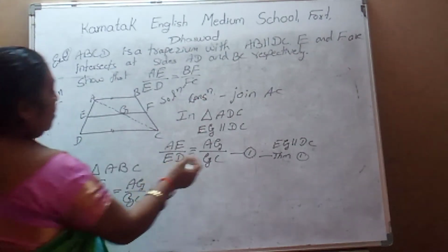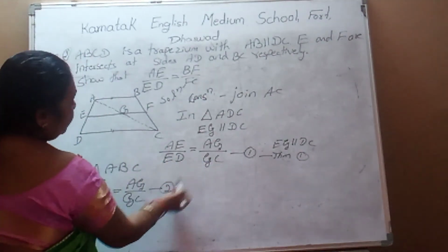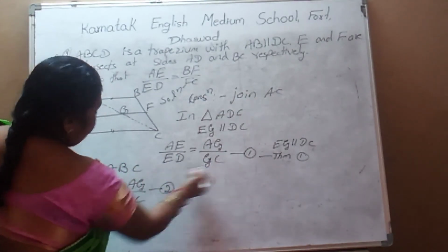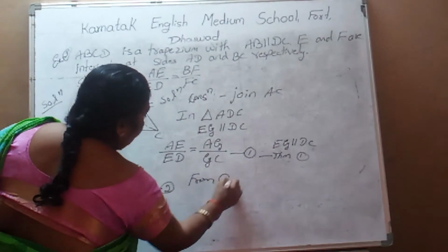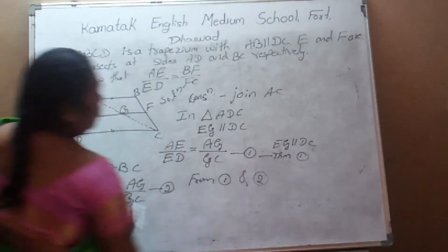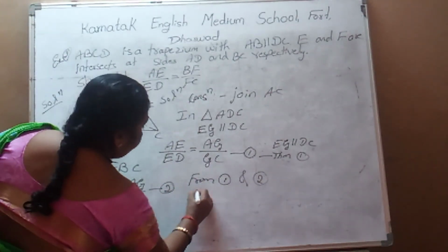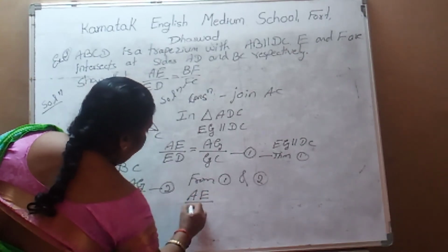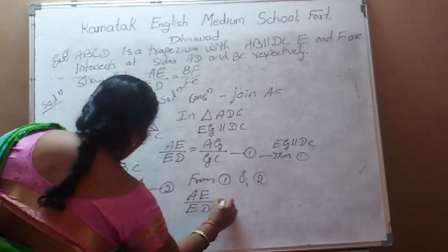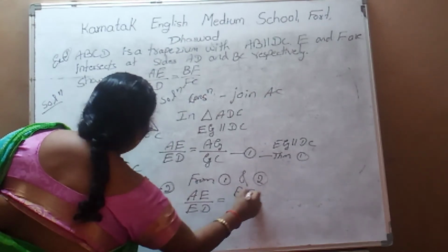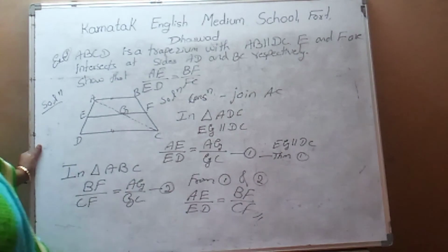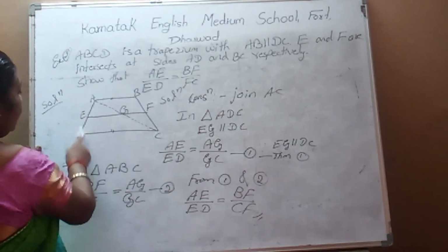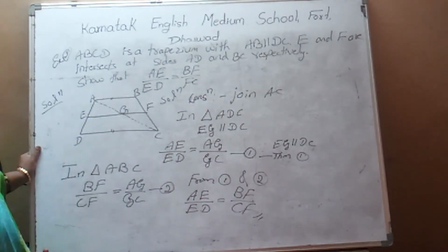Observe here from equations 1 and 2, the LHS are equal, AE upon ED. Therefore, from 1 and 2, AE upon ED is equal to BF upon FC. You proved now AE upon ED equals BF upon FC. Understood now, students?